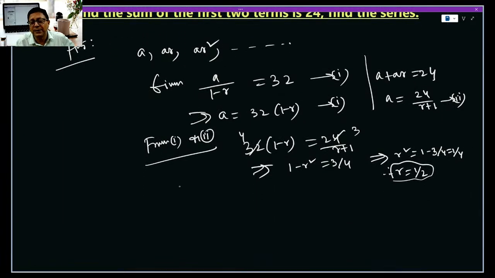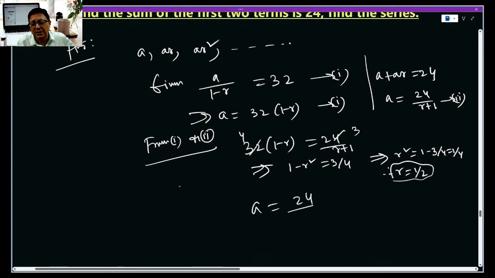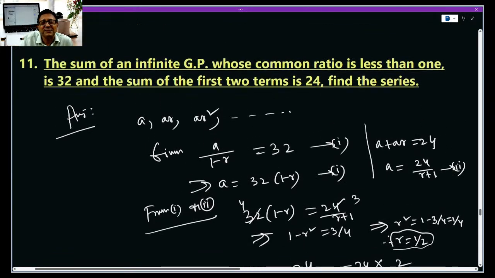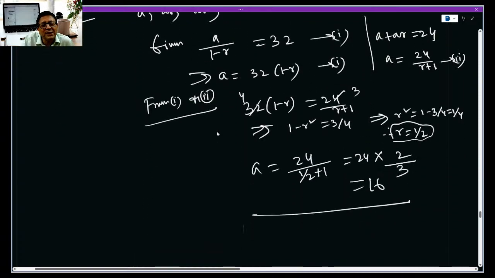For r equal to half, a is going to be what? 24 divided by (half plus 1), that is 24 into 2 by 3, that is 16. Not a difficult sum. Just use the formula and get it.